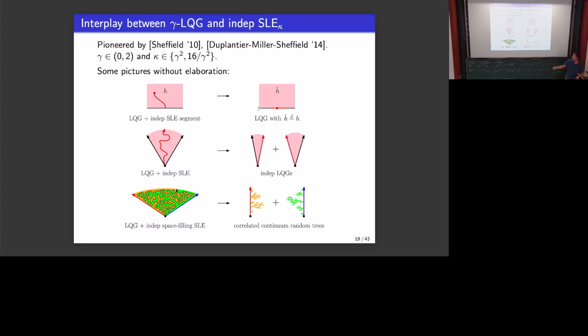I don't want to go into detail about what these pictures exactly mean, but just know that there's a whole zoo of this kind of coupling results out there. And in all these cases, the curve and the surface are independent.